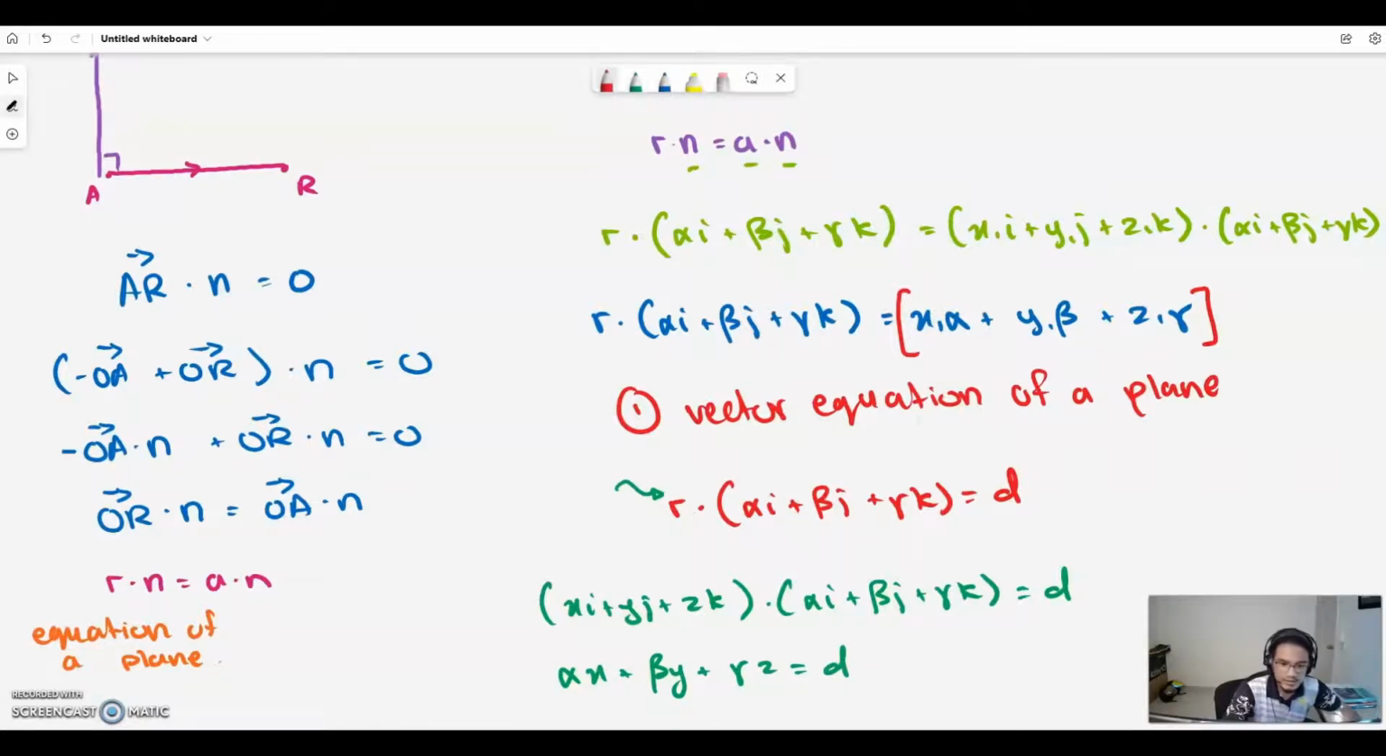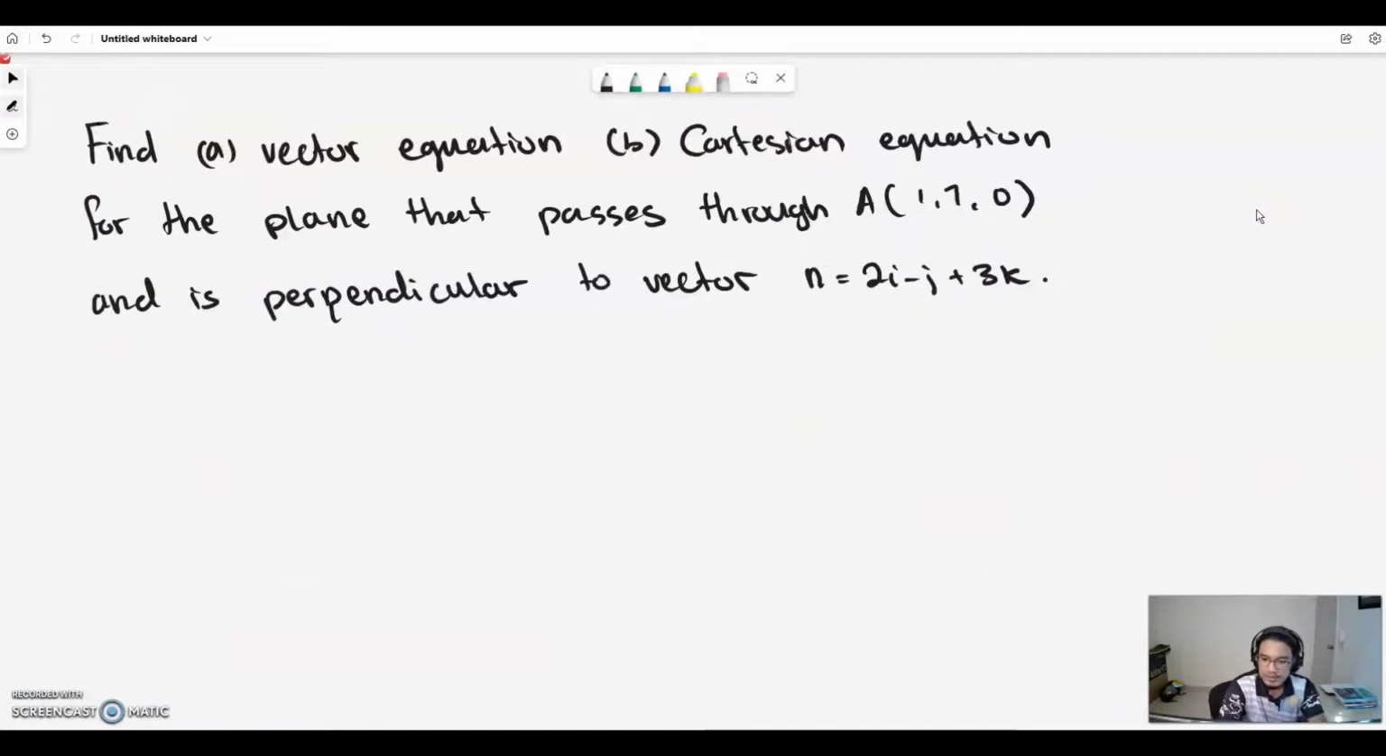So this is your second equation, known as the Cartesian equation for a plane. Okay, so now let's look at an example. This question wants us to find A, the vector equation, then B, the Cartesian equation for the plane that passes through point A and also has a perpendicular vector N.